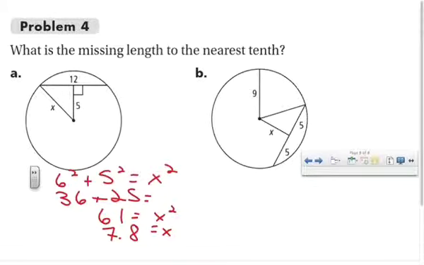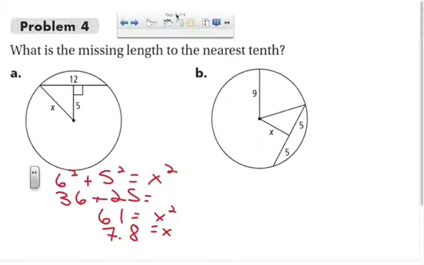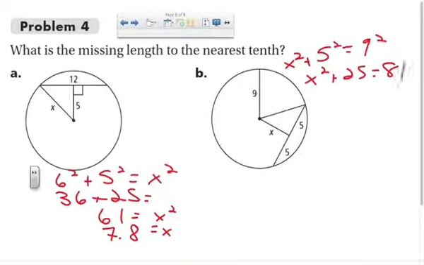Someone else, please. How will Pythagorean's theorem get plugged in part B, Helena? Beautiful, yes. Even though that 9 isn't placed in the triangle, it's a radius, and you know that all of the radii will be congruent in a circle. So x squared plus 5 squared equals 9 squared. 7.5.